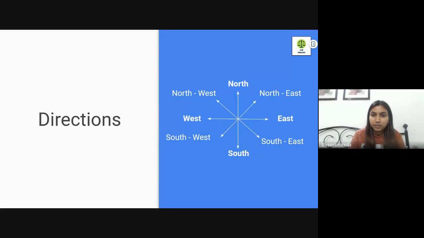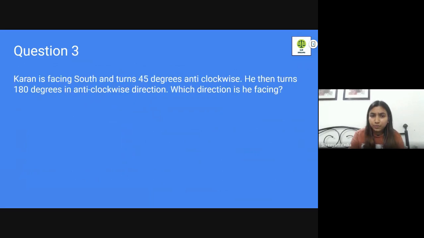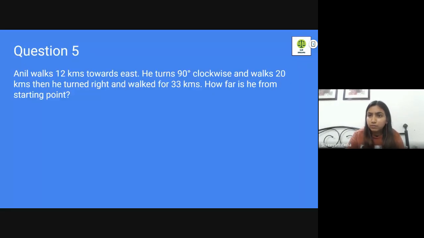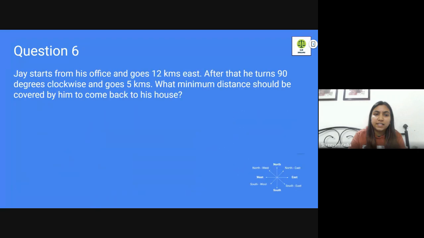So yesterday we did directions, right? We looked at our basic directions. We discussed some questions. We looked at the angles and the Pythagoras theorem, just a bit. So we looked at the Pythagoras theorem and we looked at one question based on that. So let's discuss another question based on it, so it's more clear. Okay, people are entering now. Now back to this. Can everyone see this question number 6 on the screen? Yes, ma'am. Great. So let's start discussing this.